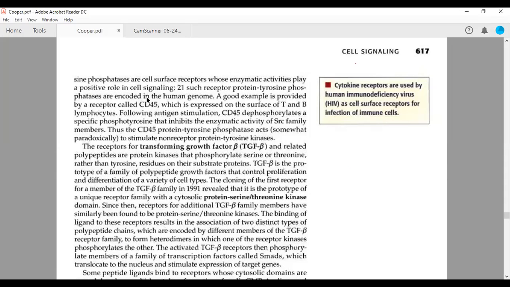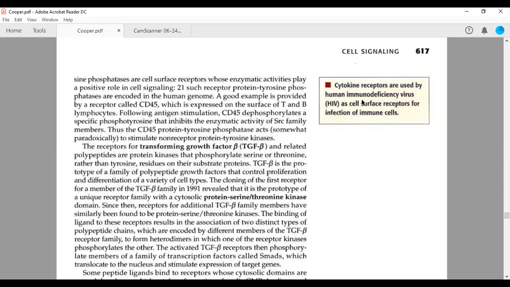A good example is provided by CD45. You need to remember the example: CD45 is a protein tyrosine phosphatase which is expressed on B and T cells in lymphocytes. Following antigen stimulation, CD45 dephosphorylates a specific phosphotyrosine that inhibits the enzymatic activity of the SRC family member. The CD45 protein tyrosine phosphatase thus acts to stimulate the non-receptor tyrosine kinase activity. So it is somehow activating this particular kinase, and CD45 itself is a protein tyrosine phosphatase.